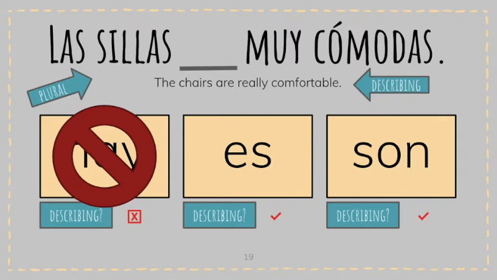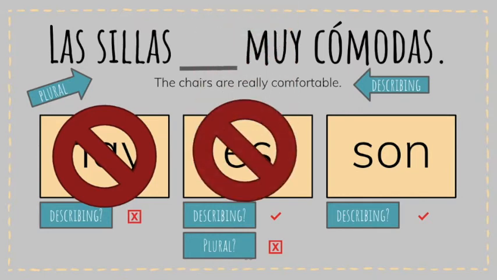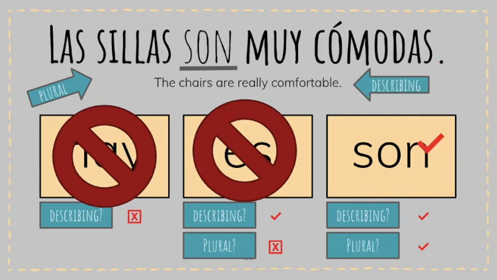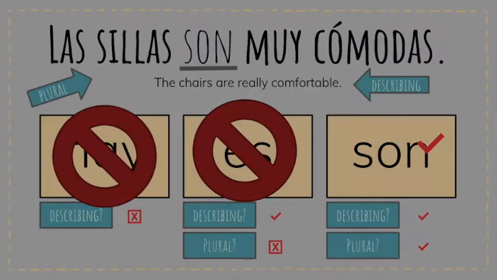Is es plural? No. Es is not plural, therefore it is not an option here, okay? Is son plural? Yes. So now we've narrowed it down. The option for this sentence that best fits is son, because it's describing and it's plural. Las sillas son muy cómodas. The chairs are really comfortable.